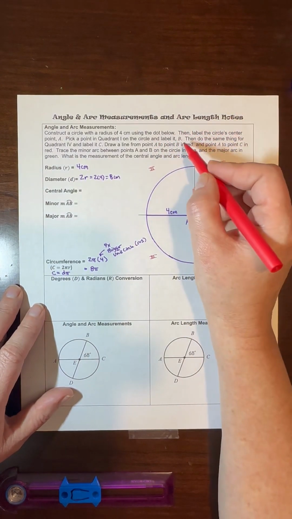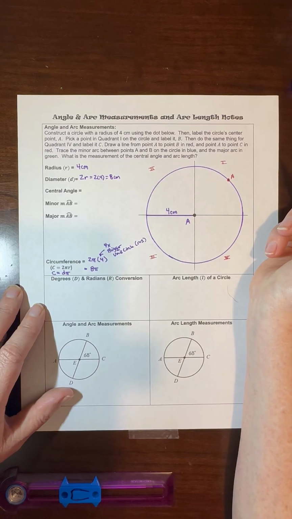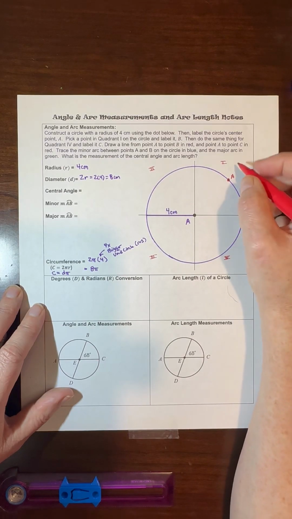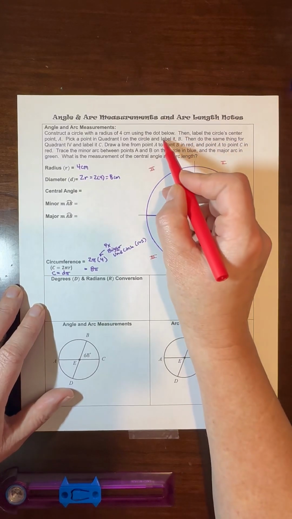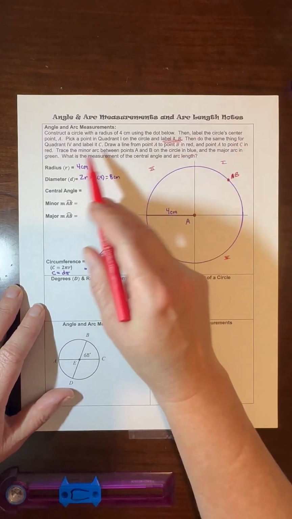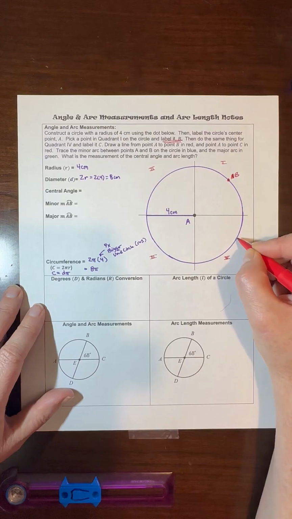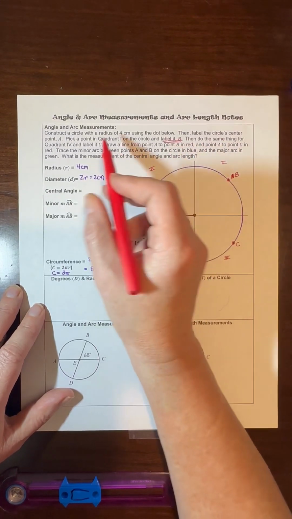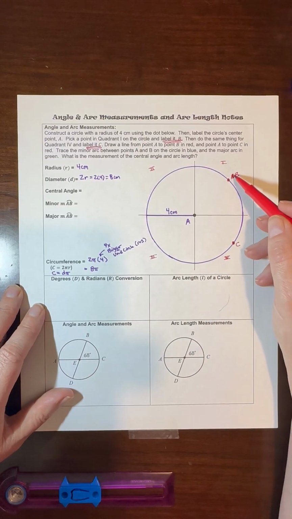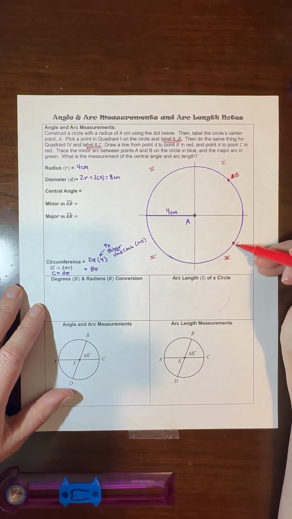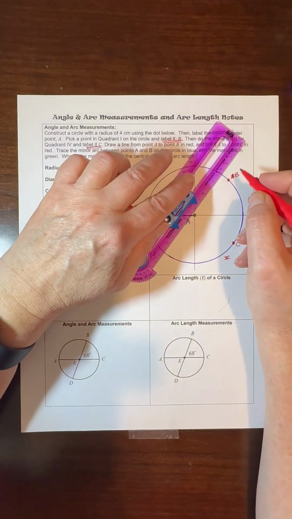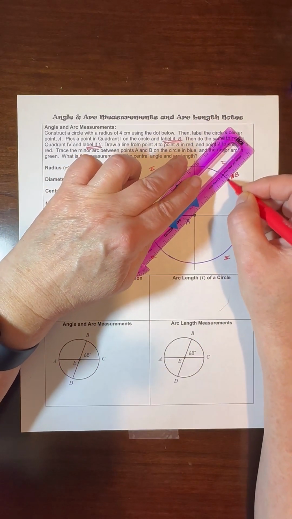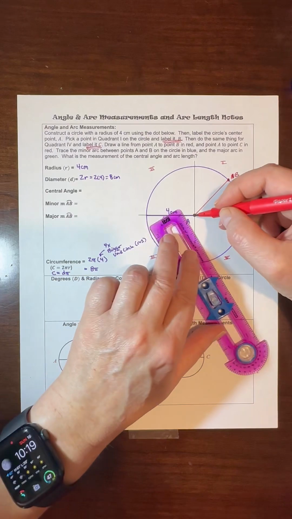And then pick a point, label that B. Mess that up. Label it B. And then do the same thing for quadrant 4 and label it C. Okay, so I have point B in quadrant 1 and point C in quadrant 4. Then it says draw a line from A to B in red, and then from A to C in red.